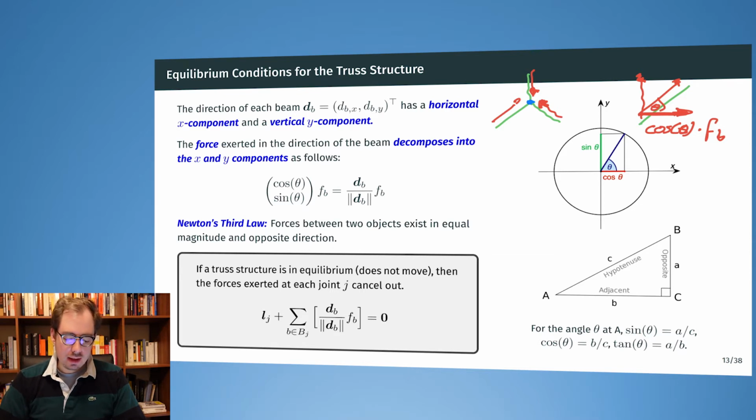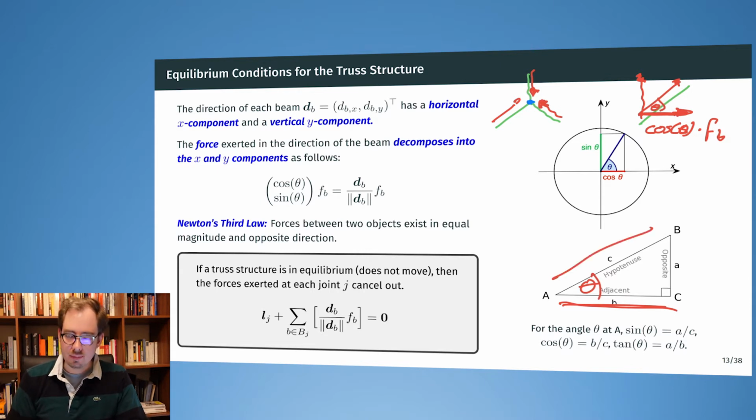And we can write this down in a more simple fashion. You know maybe from high school how to compute the cosine of theta. Now if theta is down here in this angle, then the cosine of theta will be the length b divided by the hypotenuse, so the length c.